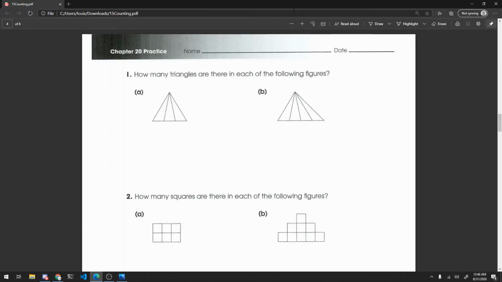Alright, so today we're going to be going over counting problems. And the premise is pretty simple. Basically, counting problems will ask you to count how many shapes are in a certain shape, or a certain bigger shape. So let's do some example problems. How many triangles are there in each of the following figures?